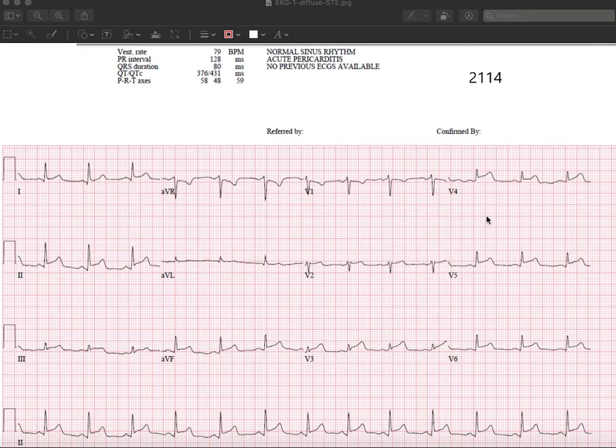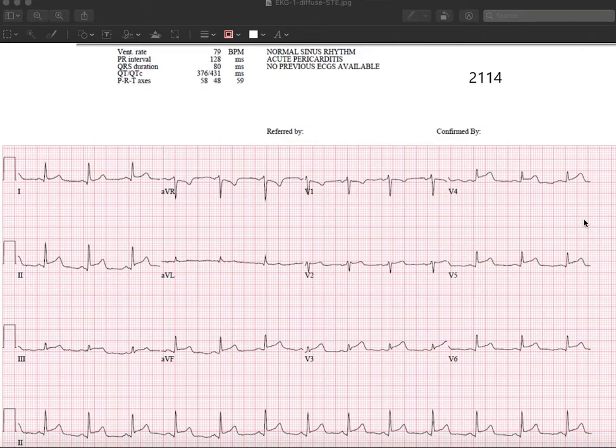So, this is a textbook ECG of pericarditis, but would you really diagnose this as pericarditis? First of all, you need to be very careful when you diagnose pericarditis, because in such cases, when a patient has numerous cardiovascular risk factors and presents with typical chest pain, the first thing you need to think about is myocardial infarction.